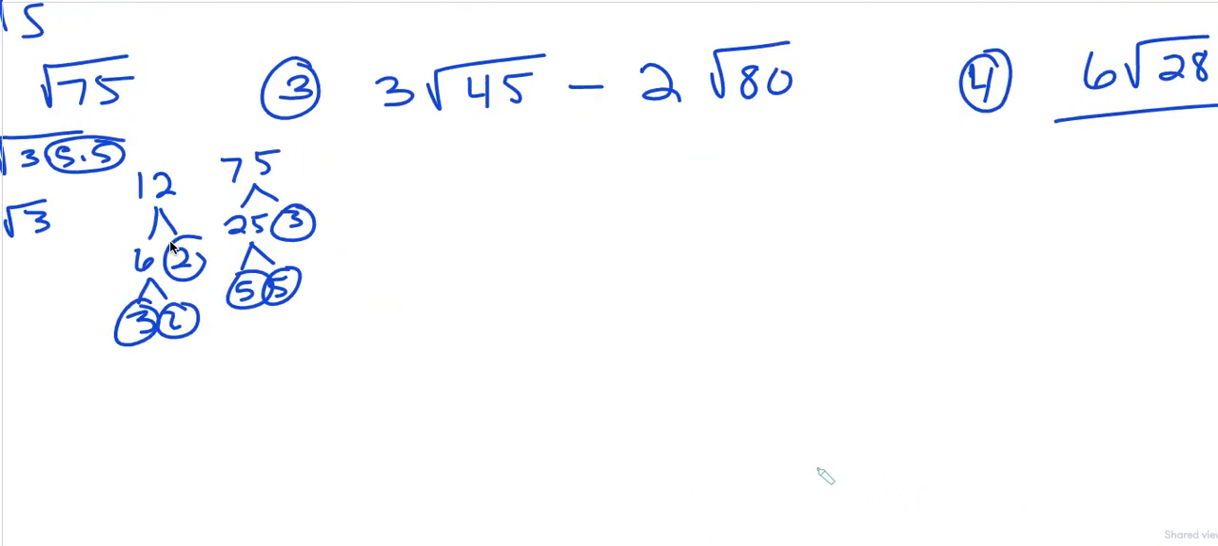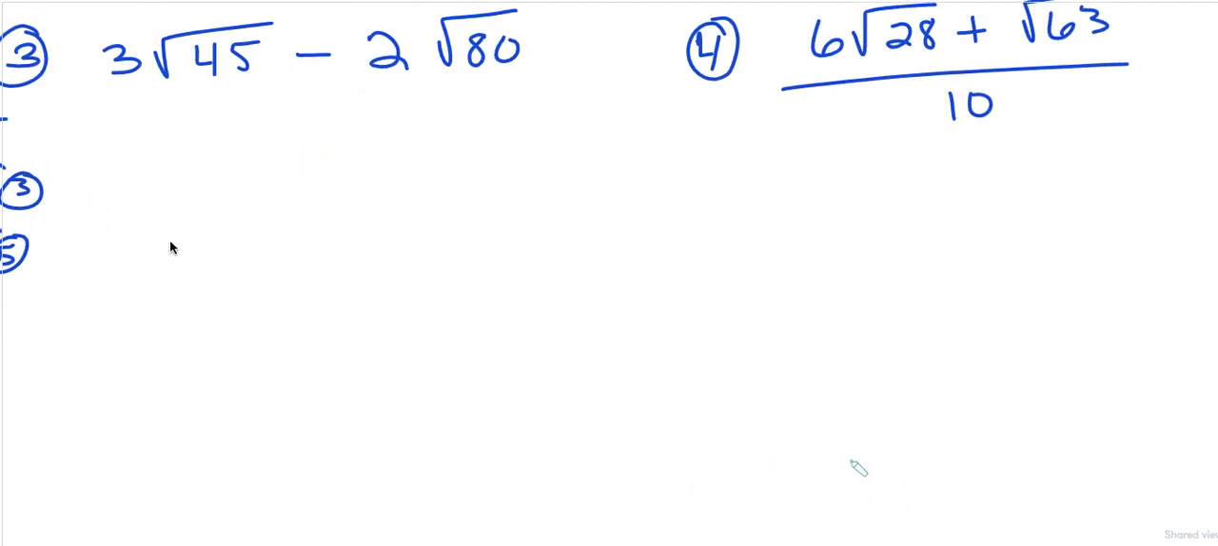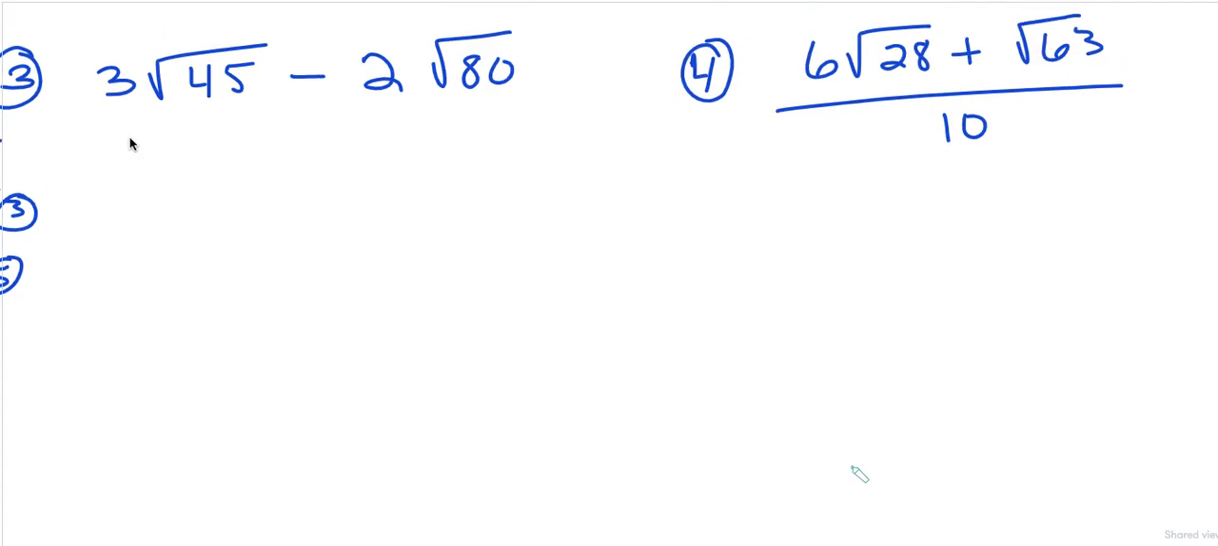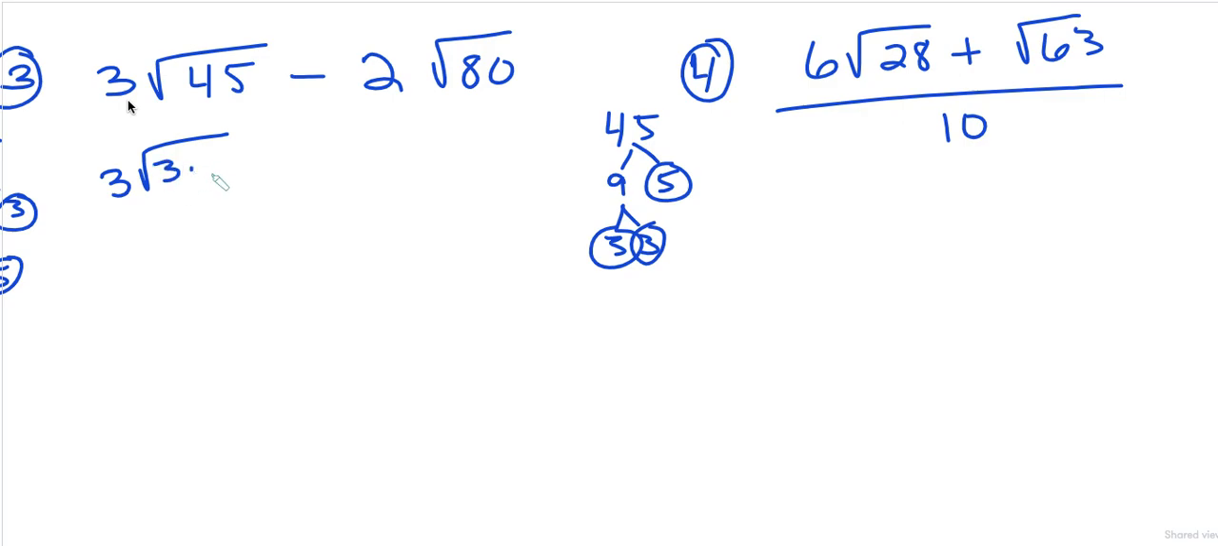All right, next one we have is 45, but notice that we have 3 outside of the 45, so we're already going to need to keep that 3. But we're going to break down the 45. So we have 45 is 9 times 5. 5 is prime. 9 is 3 times 3. 3 is prime and 3 is prime. So 3 times 3 times 5 minus. Now we have another number outside of the radical. So we're going to keep that 2 outside the radical.